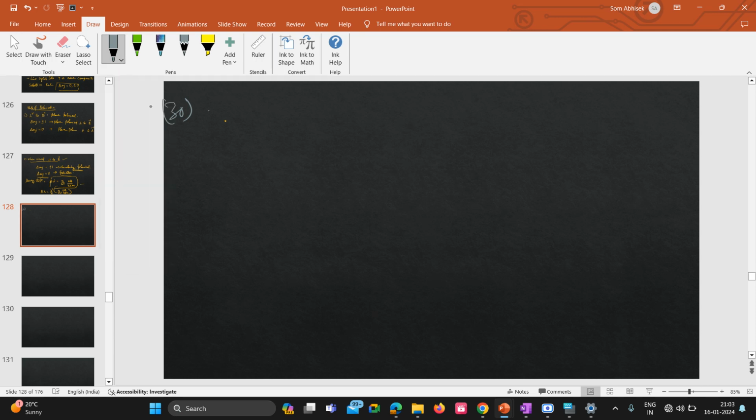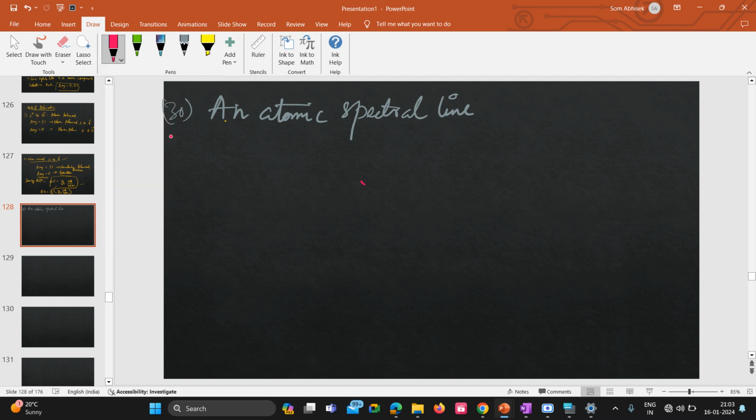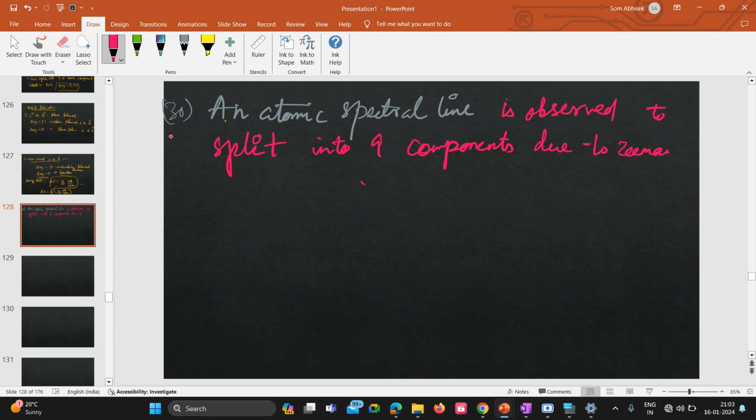Okay, write down. An atomic spectral line is observed to split into nine components due to Zeeman shift.